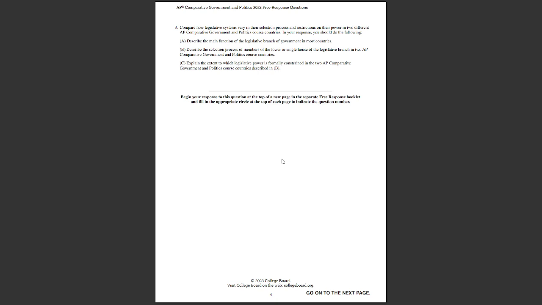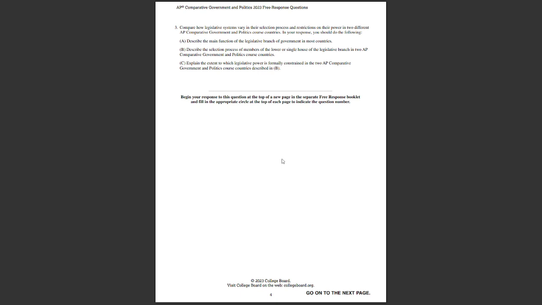And then C, explain the extent to which legislative power is formally constrained in the two Advanced Placement Comparative Government and Politics course countries described in B. I'm going to explain the two countries I selected. If you want more review on how any of the other countries work, I do have videos for them, so you can take a look.